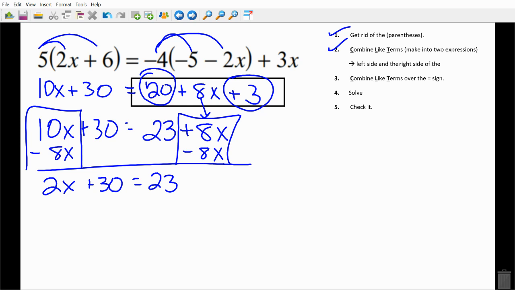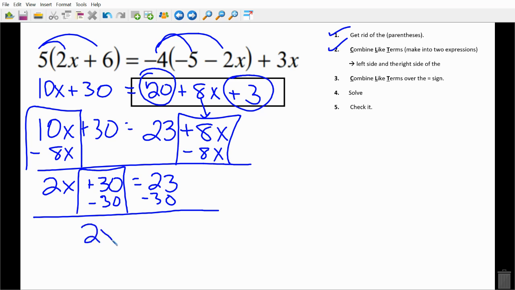Now we need to isolate 2x on the left. So let's take that positive 30. How do you undo? What's the inverse of positive 30? Negative 30. Good. Whatever you do to the left, you do to the right. And there's only constants to combine. So here's our flashcard here. What's 30 minus 30? Good. 2x. What is 23 minus 30?